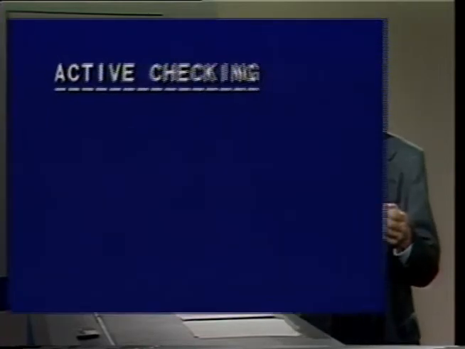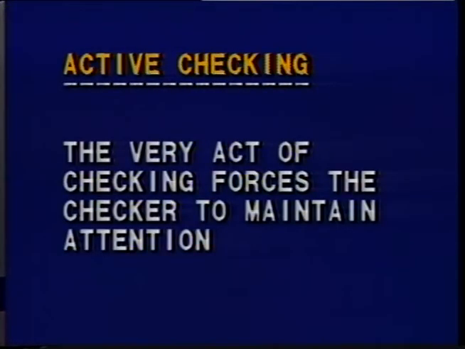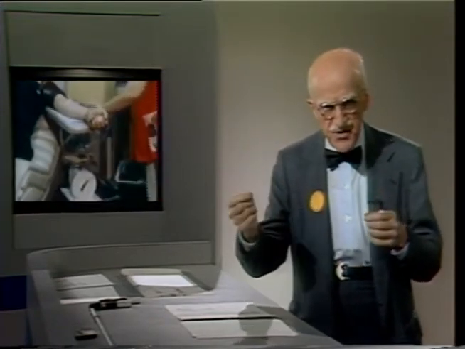Now let's look at an important finding recently evolved with respect to human inspection or checking. Human inspection is done in two very different ways. Active checking, in which the very act of checking is what forces the checker to maintain attention. And secondly, passive checking, in which the checker is not forced to maintain attention. To illustrate, let's look at a check which is critical to human safety. In some blood donation centers, the red blood cells are returned to the donor after the plasma has been removed. Those red blood cells must go back to the original donor and to no one else.